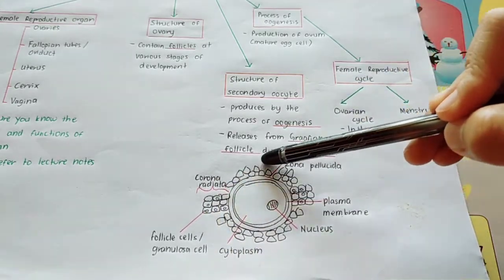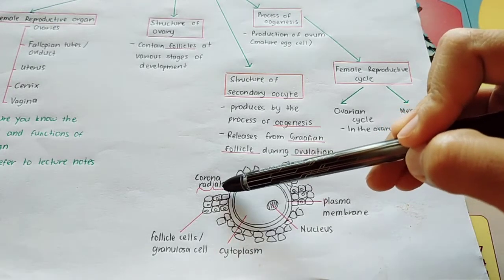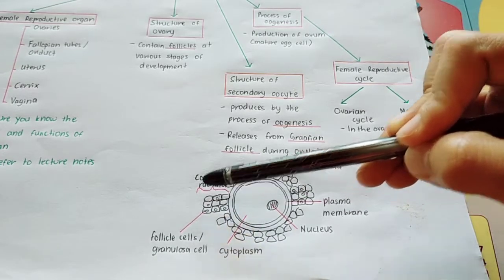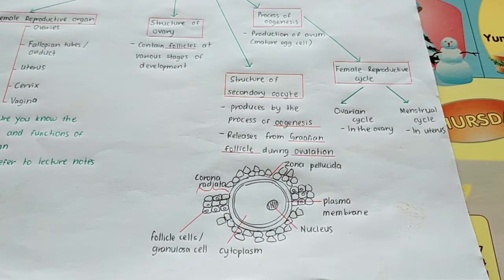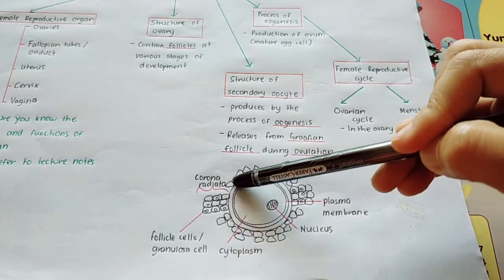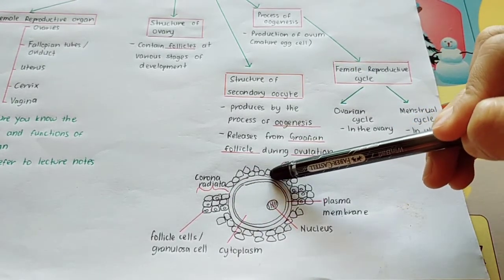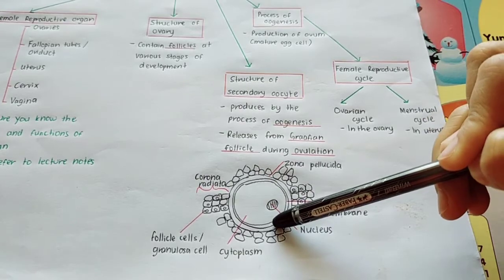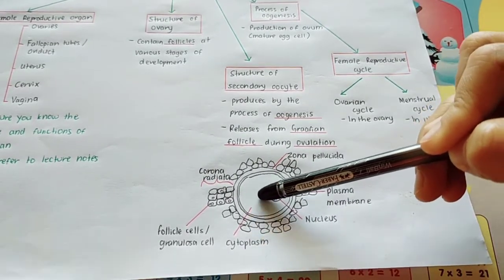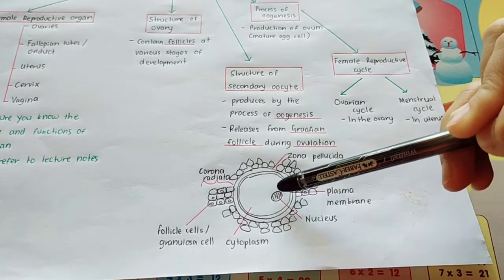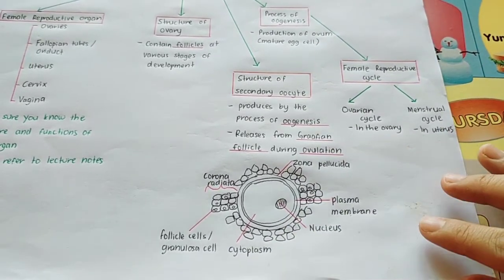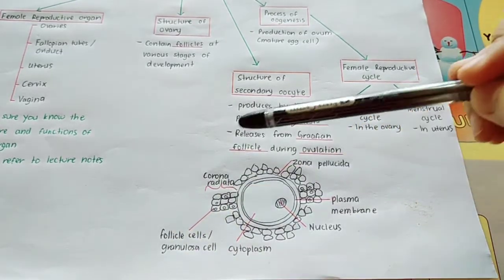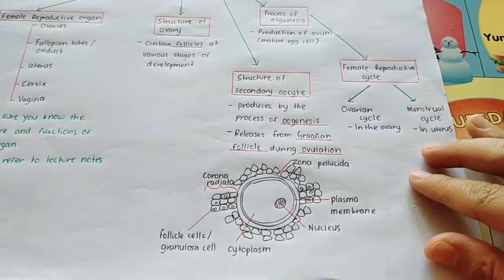The outer layer of secondary oocyte has corona radiata that consists of follicle cell or granulosa cell. So cell yang berada pada corona radiata, we call as follicle cell or granulosa cell. After corona radiata, we have zona pellucida. Next is plasma membrane of the secondary oocyte. Next is the cytoplasm, and inside of the cytoplasm, it has nucleus. Nanti dalam process of fertilization, nanti awak akan explain macam mana sperm will penetrate through the secondary oocyte. So maksudnya awak mesti kena tahu structure of secondary oocyte.